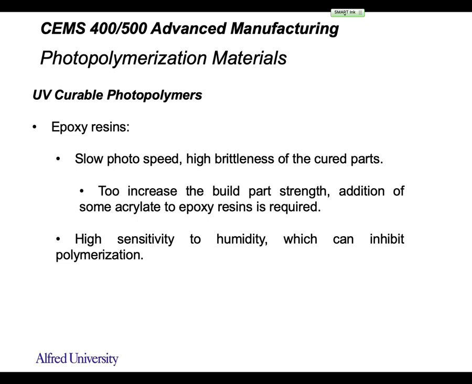Among polymers, epoxy resins are pretty commonly used, but they have their own problems. Because with epoxy resin, the photoreaction is relatively slow. You don't want to print for a really long time, and also the final product is brittle. You can tell from your epoxy glue. So in order to increase part strength, in a lot of cases people add some acrylate polymer into the epoxy resin to help form a stronger, more robust structure. And epoxy is also sensitive to humidity, so that's also a problem.